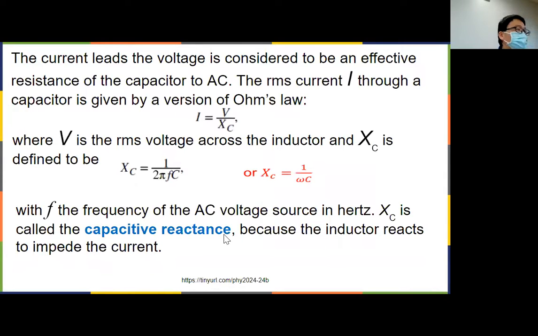And we can describe the reactance as a capacitive reactance. We use Xc equals, in this case, 1 over 2 pi f times C. In the previous case for the inductor it is 2 pi f times L; this case is the inverse of 2 pi f times C. The current can then be calculated similar to Ohm's law as V divided by Xc, or Xc can be written as 1 over omega C. Omega again is 2 pi times f.